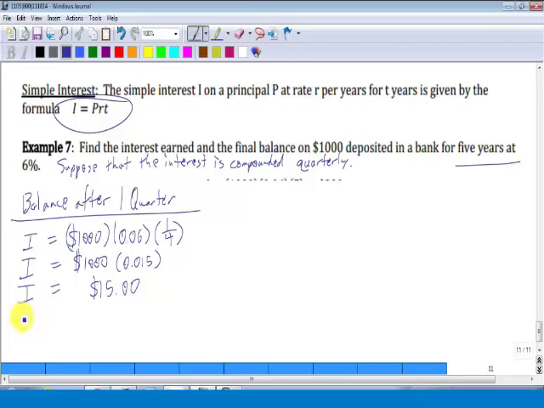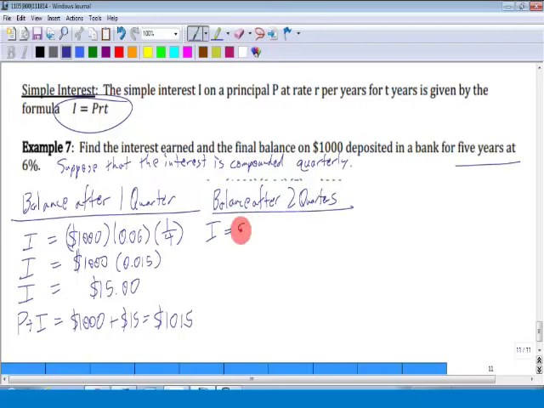So the new balance, we take the original principal plus the interest, and that's going to be whatever 1,000 plus 15 is. That's $1,015. So that amount is $15 added to the account. So at the end of one quarter, balance $1,015. And then do it again. Let 3 more months pass, and we can calculate the balance after 2 quarters.